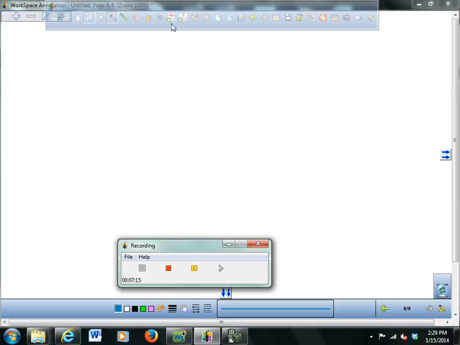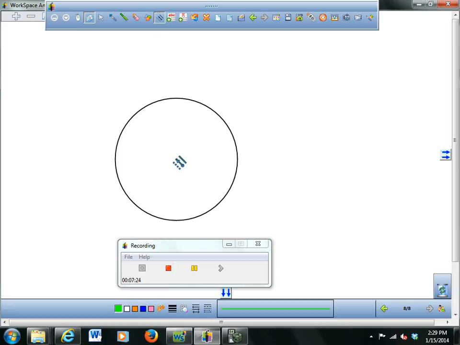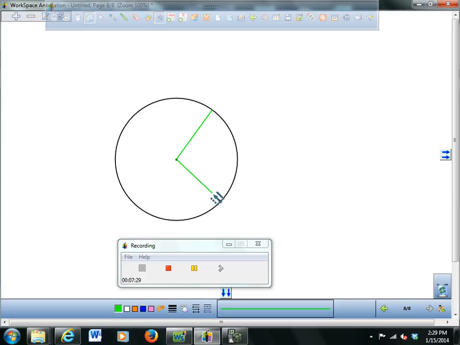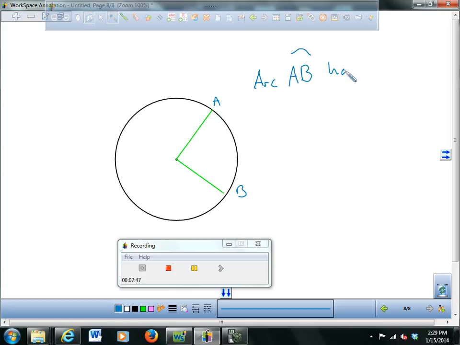So here's another problem. You have a circle again, and in this circle you have something a little bit different. You have something that looks like this, something that looks like this, and arc AB has length. Okay? This is AB. It's not always called AB. So arc AB has length.